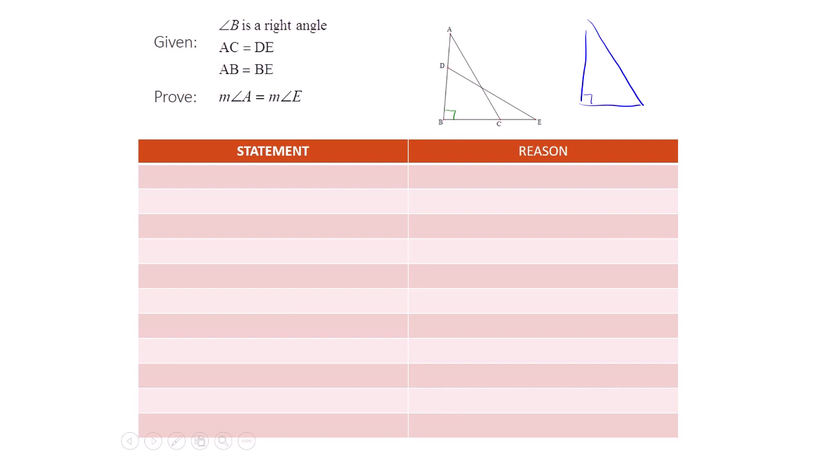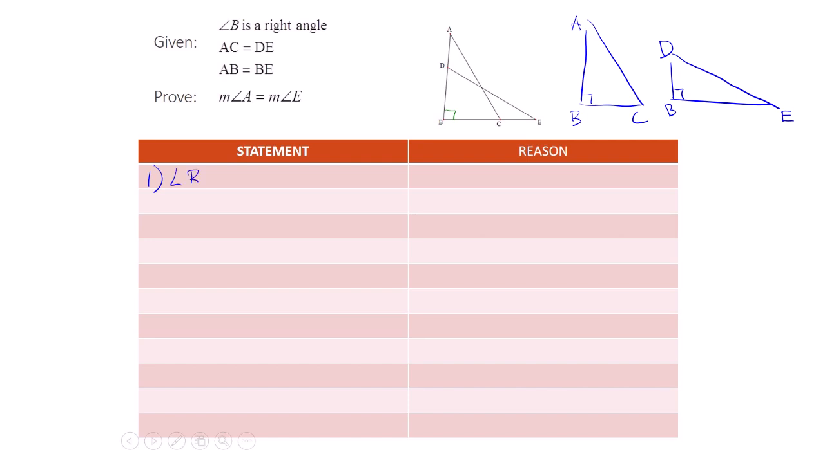So we have ABC, and then we have, just draw the other one separate here like this. So we have EBD. Okay. All right. And so let's start filling in our statements and reasons.